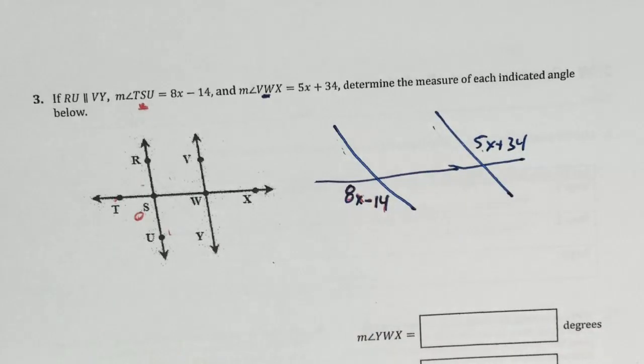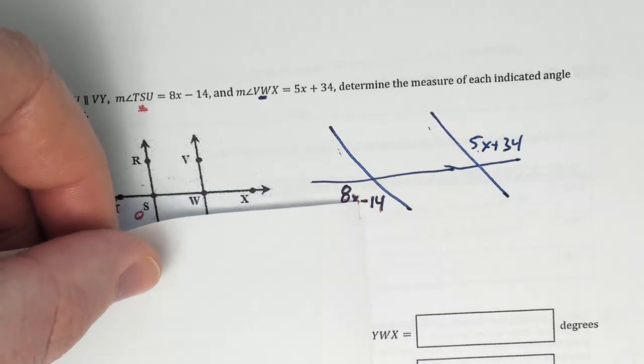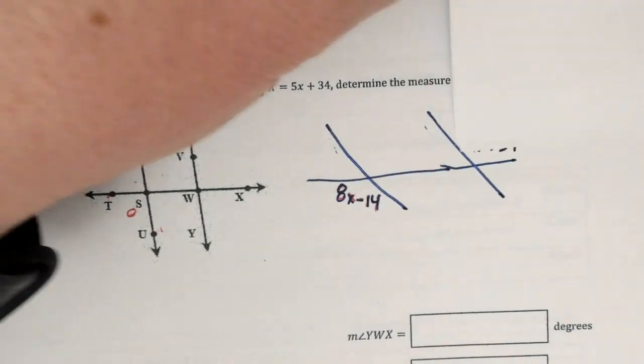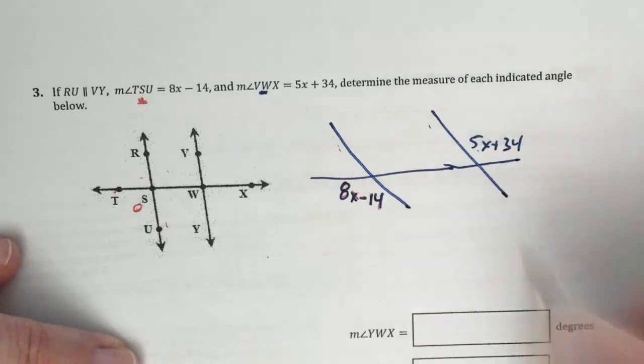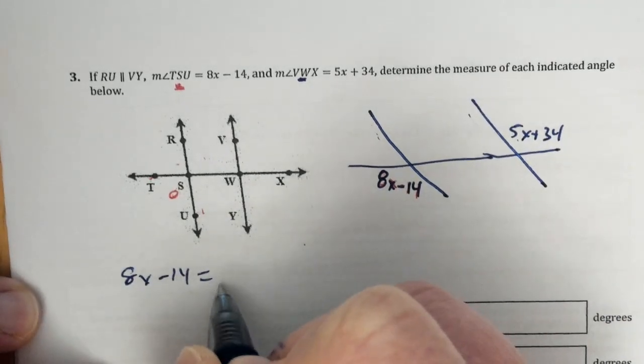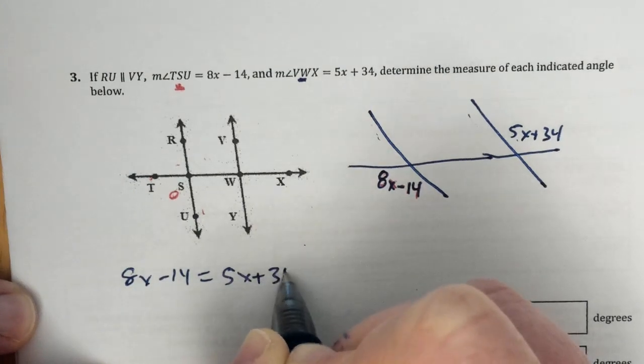Now, is it acute or obtuse? And if you're having trouble figuring it out, use the corner of your paper. All right, so this one is bigger than 90 degrees, so that's obtuse. And this one is also bigger than 90 degrees, so that's obtuse. They're both obtuse, so that means that they are equal to each other. So 8x minus 14 is equal to 5x plus 34.